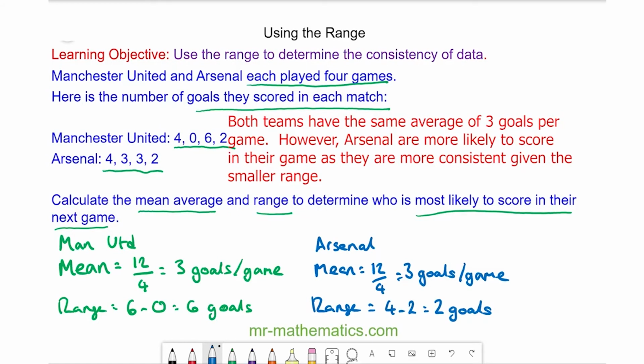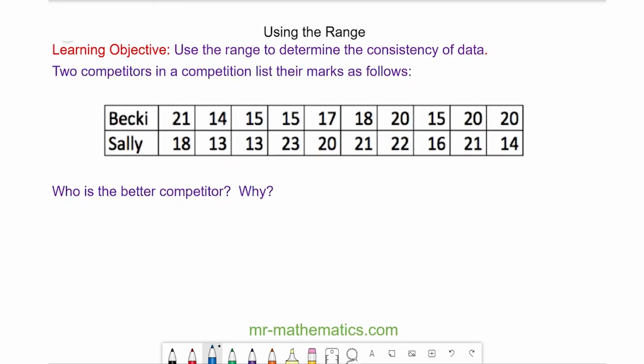Okay, let's try another question. So here we have the results of 2 competitors in a competition, and we can use the mean and the range average for Becky and Sally to determine who is a better competitor. Do you want to try and do this yourself? By pausing the video, and you can resume it when you're ready.